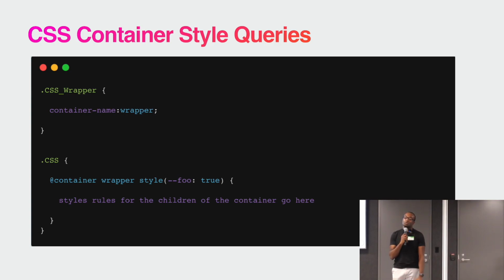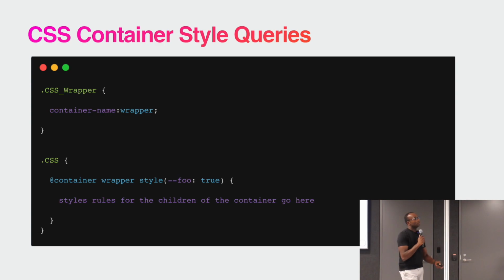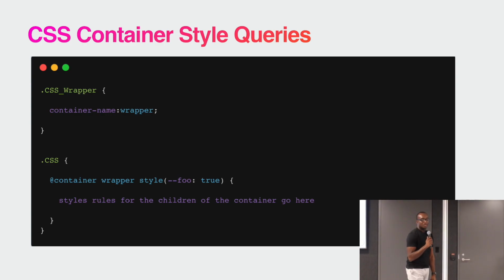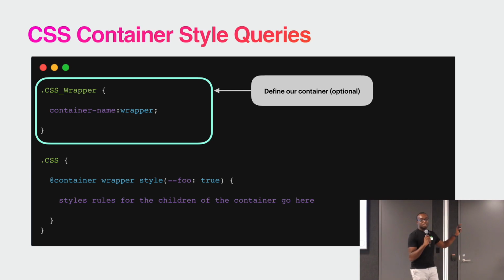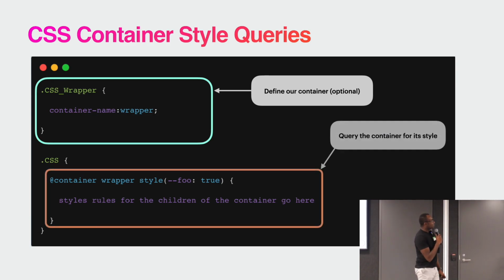The thing with container size queries is that we don't only get the ability to query the size of the container, we can also query the style of a container itself. So we can define our container here, and the container itself is actually optional. And this is saying that we're going to be using a style query. So with those custom properties that we were talking about earlier, if we say that this foo variable exists on the container, then we're going to be applying these styles.